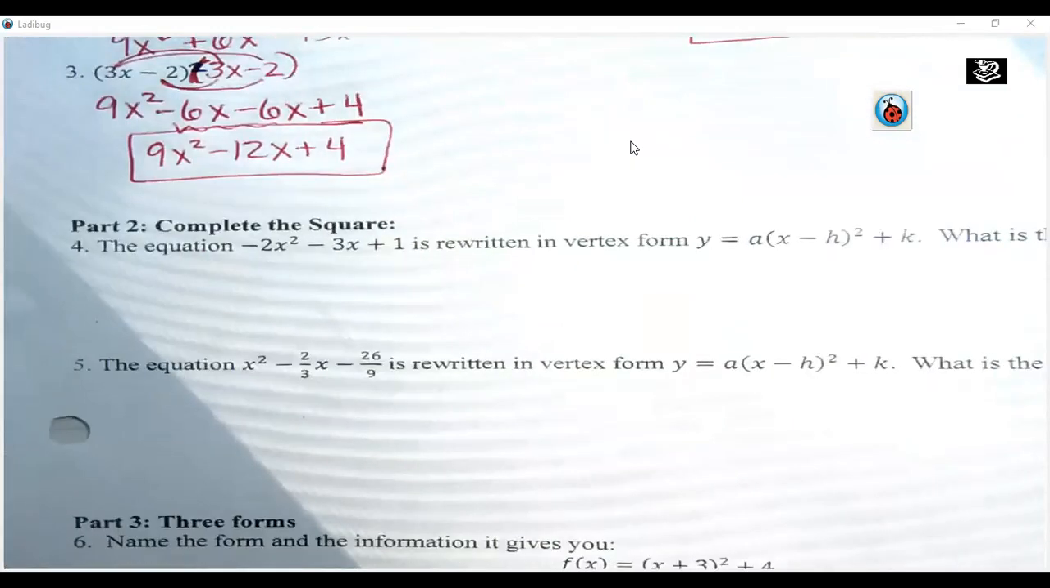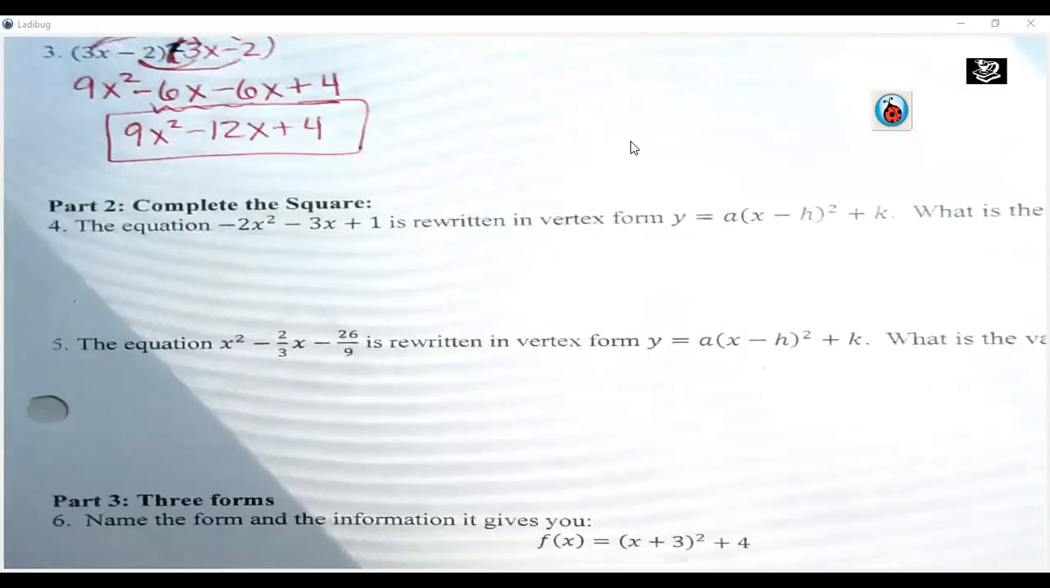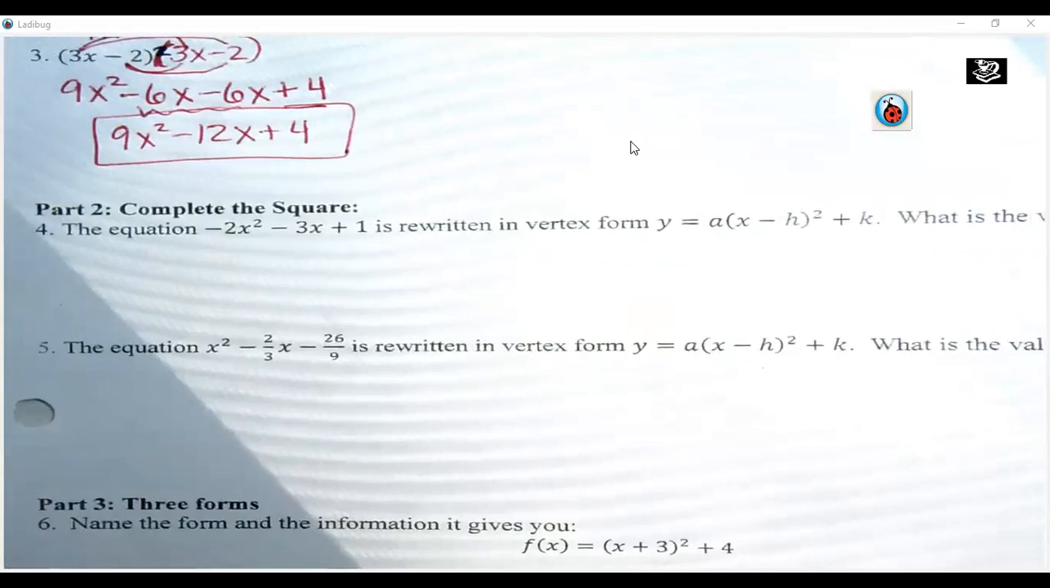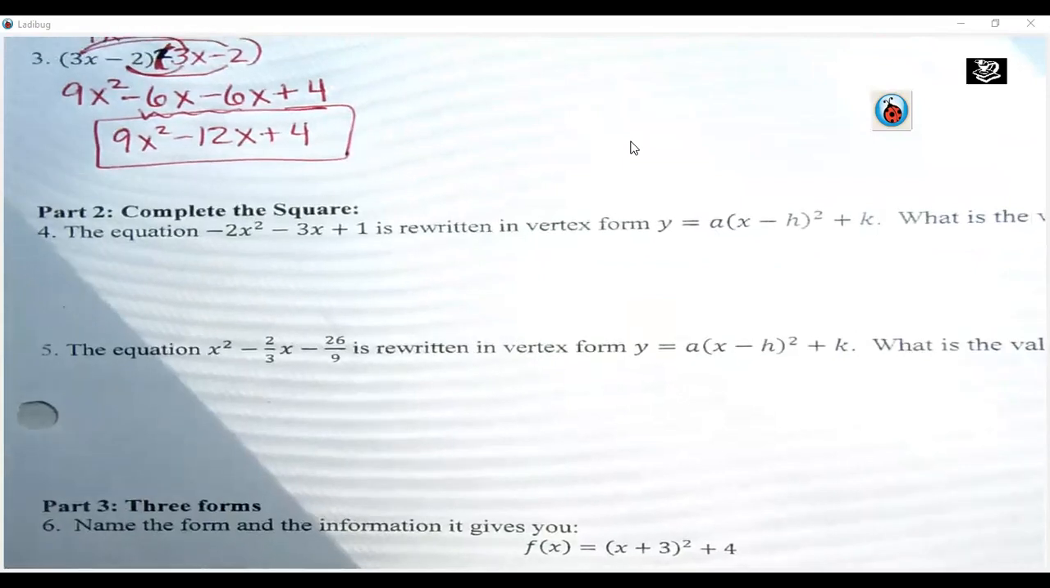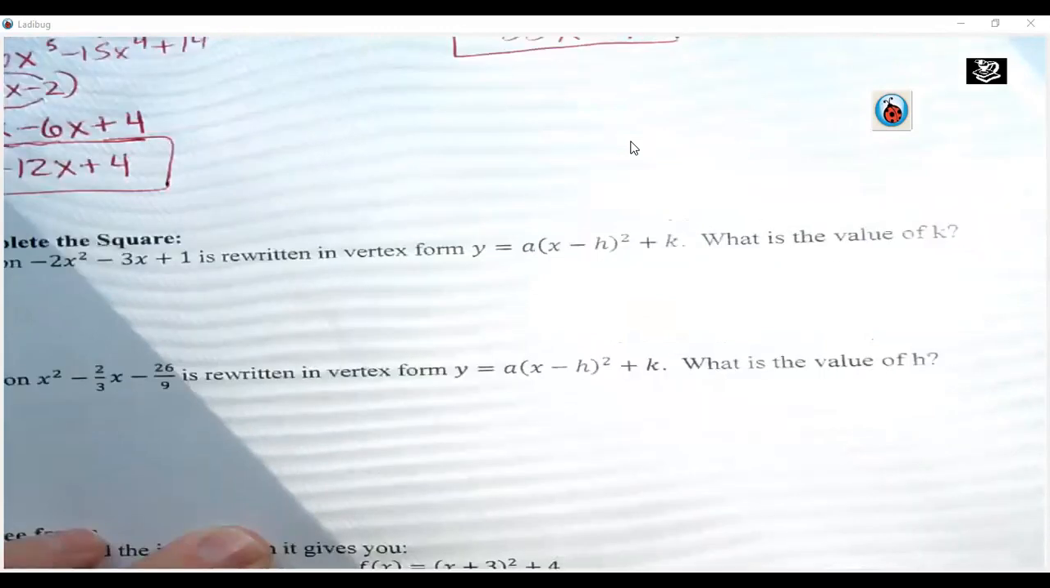All right, number 4, the equation negative 2x squared minus 3x plus 1 is rewritten in vertex form. Y equals a, x minus h squared plus k. What is the value of k?